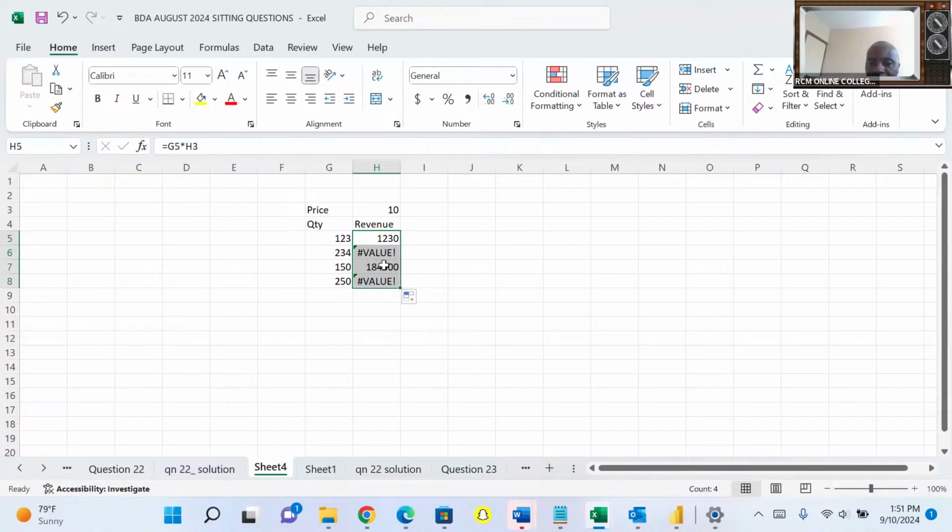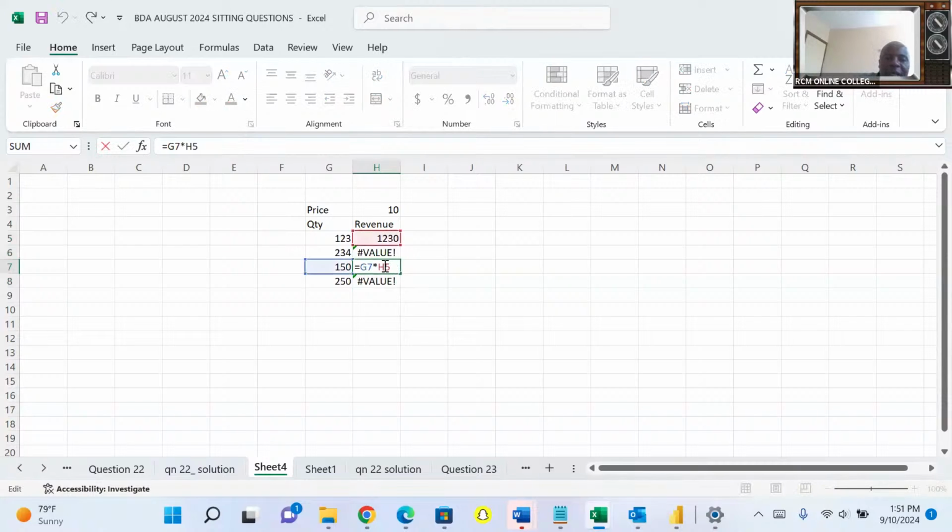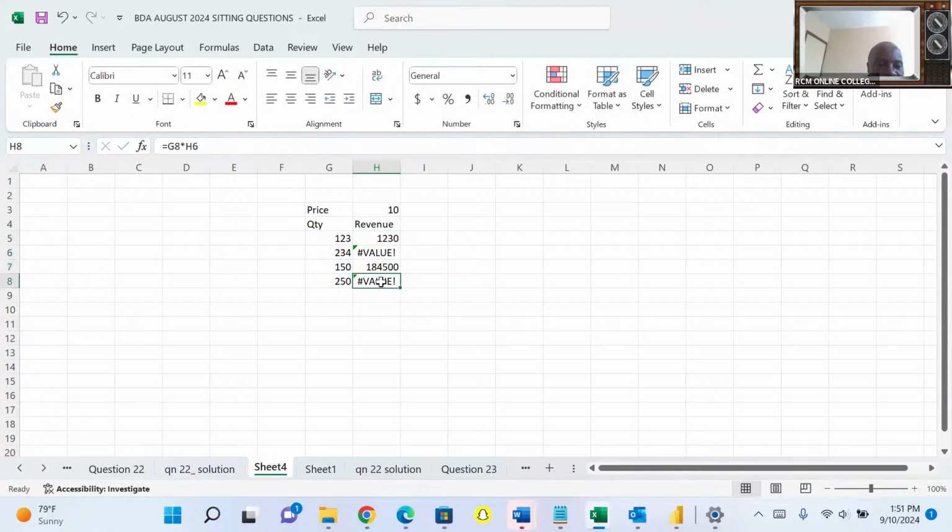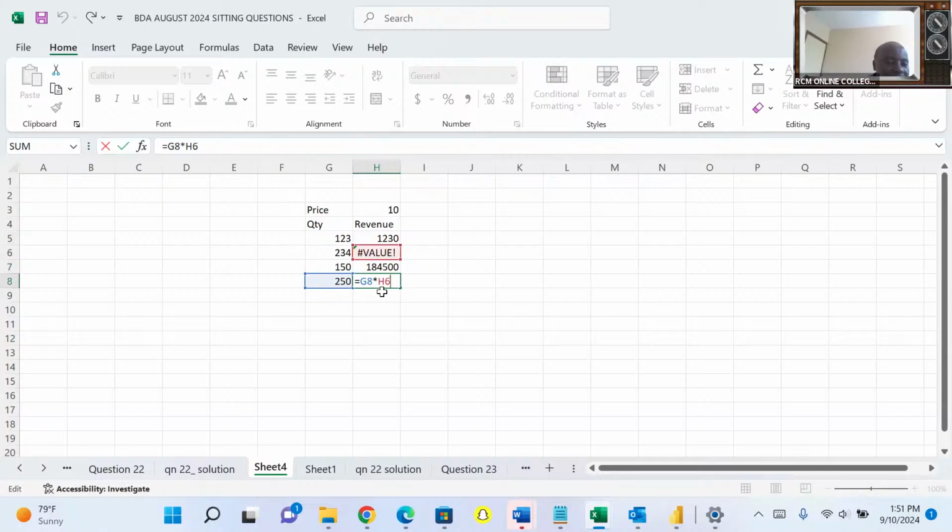When I press F2 to show the formula, you will see what it has done. It has taken this 150, the blue G7, times the red, and the red has gone down one cell. This is what we call relative referencing. References are relative. References are changing.